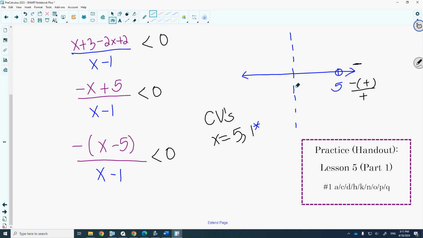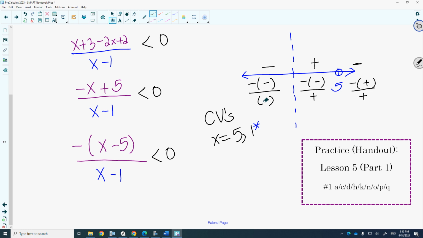Pick a number between 1 and 5. Let's pick 3. So I've got a negative. Don't forget that negative. 3 minus 5 is negative 2, but that's a negative number. 3 minus 1 is a positive number. This will be a positive region. Pick a number left. Okay, what is that critical value? The critical value is at 1. So we could pick 0 if we want for this one. So I've got negative. 0 minus 5 is negative 5. 0 minus 1 is a negative number. 2 negatives is a positive. Positive divided by negative is a negative.